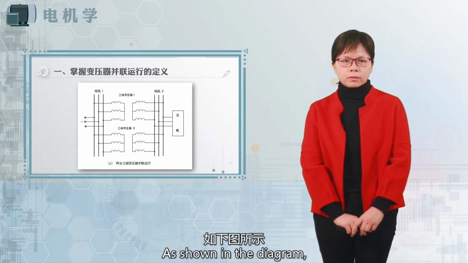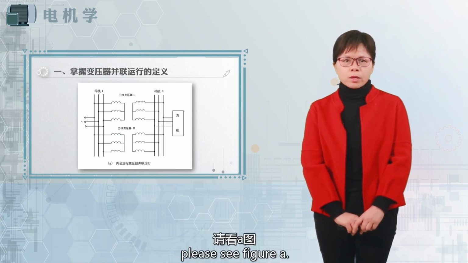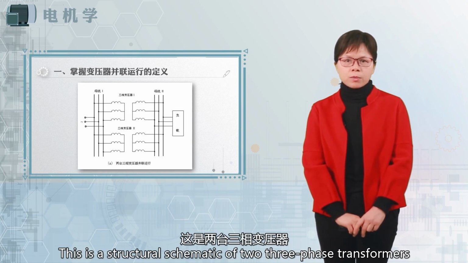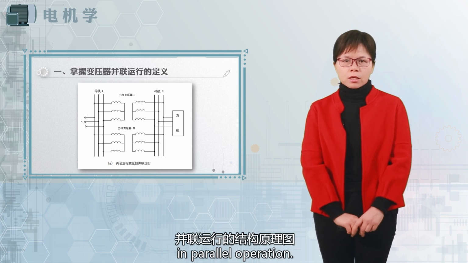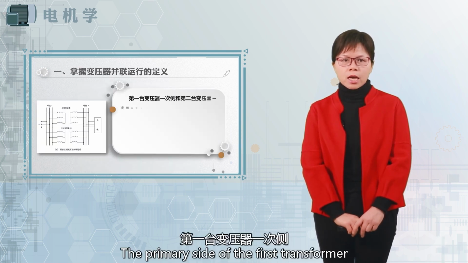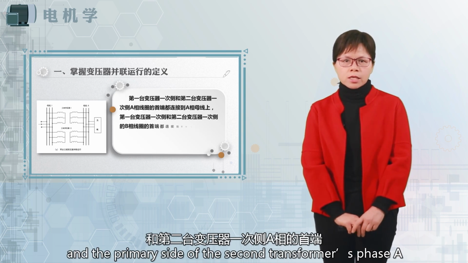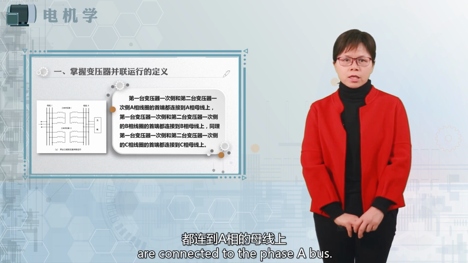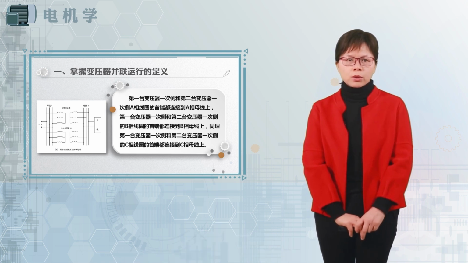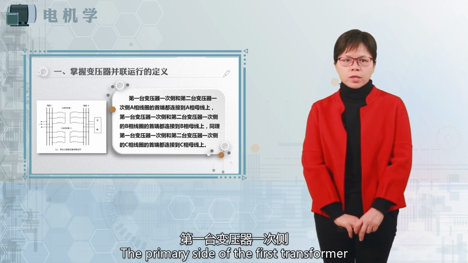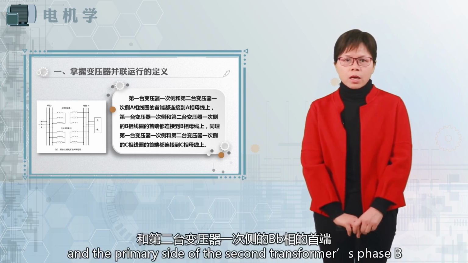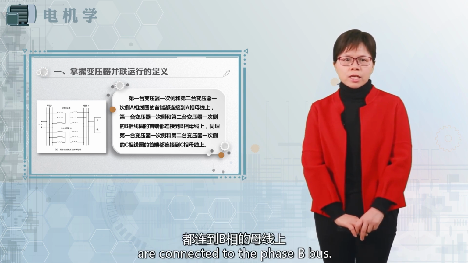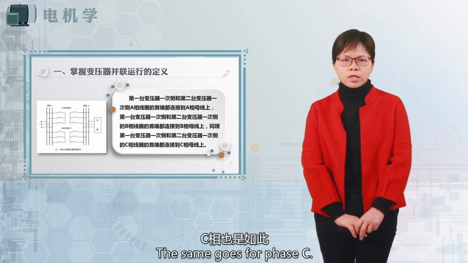As shown in the diagram, please see Figure A. This is the structural schematic of two three-phase transformers in parallel operation. The primary side of the first transformer and the primary side of the second transformer's phase A are connected to the phase A bus. The primary sides of phase B of both transformers are connected to the phase B bus. The same goes for phase C.